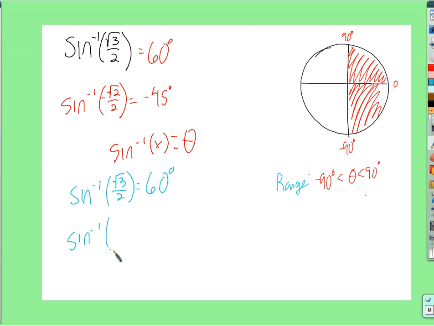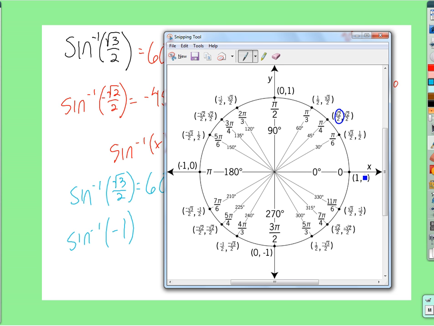Negative 1, the inverse sine of negative 1. We've got a lot of choices here. If you look at 0, the sine is the y value. Sine of 0 is 0. So we've got here negative 1, that's the sine. And so it's negative 90, not 270.